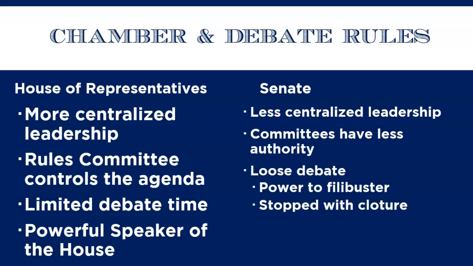Very loose debate rules. You have the power to filibuster. We'll talk about that here in a minute. We have a little video we're going to watch, about 5 or 6 minutes, that goes into explaining the filibuster more. And the filibuster can be stopped with a cloture. Basically a supermajority, 60 votes out of 100, to stop the filibuster.